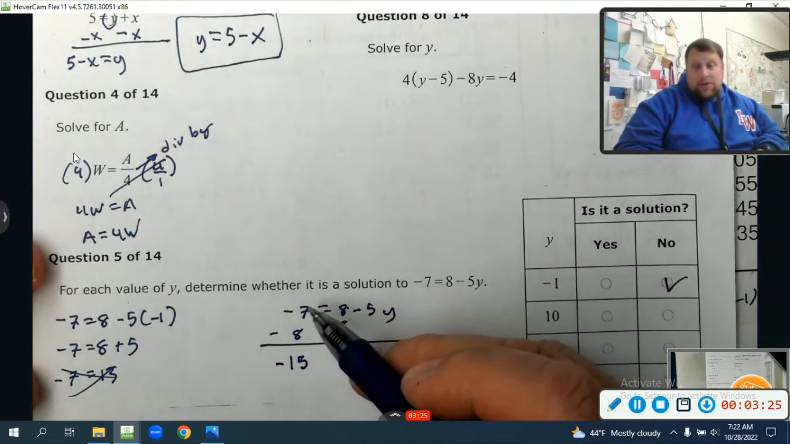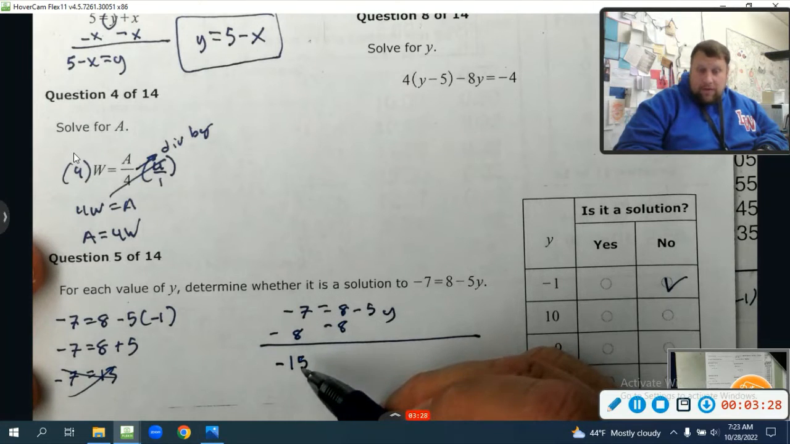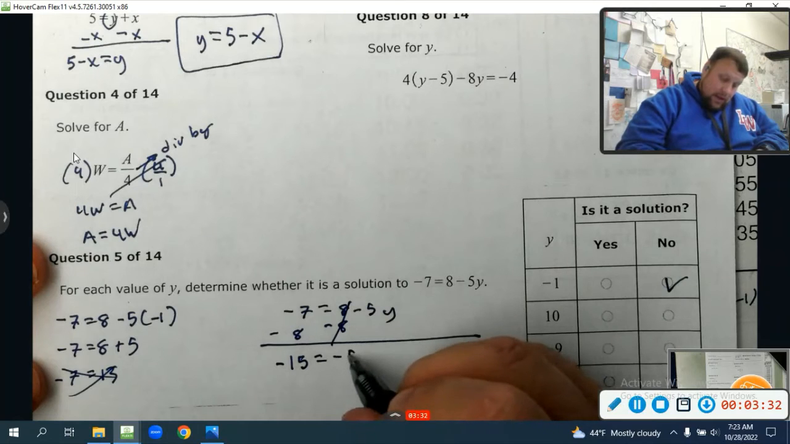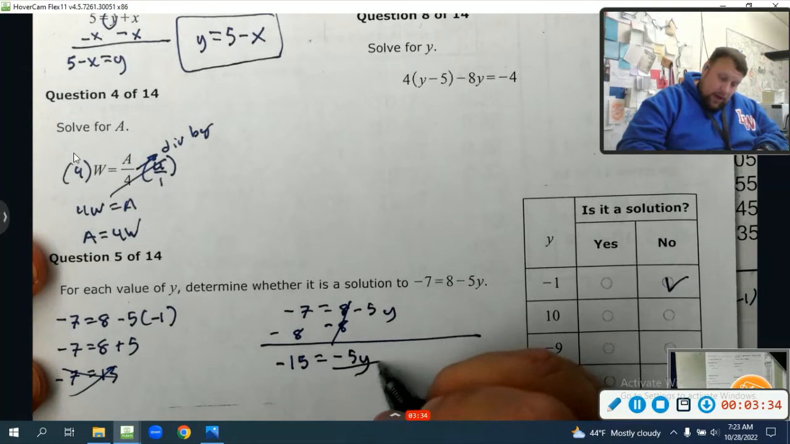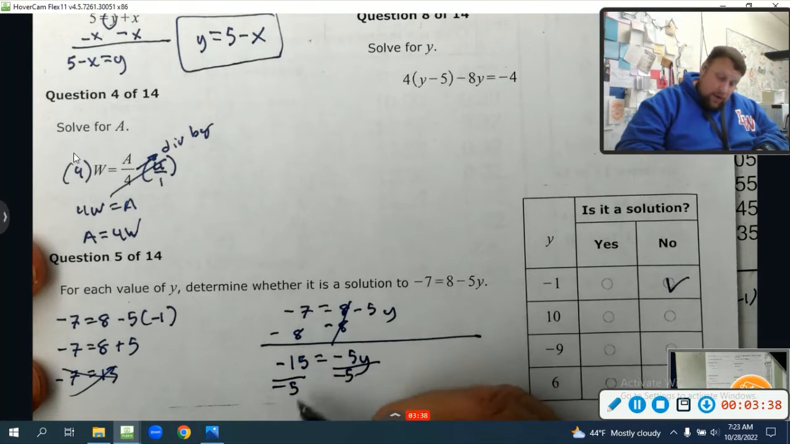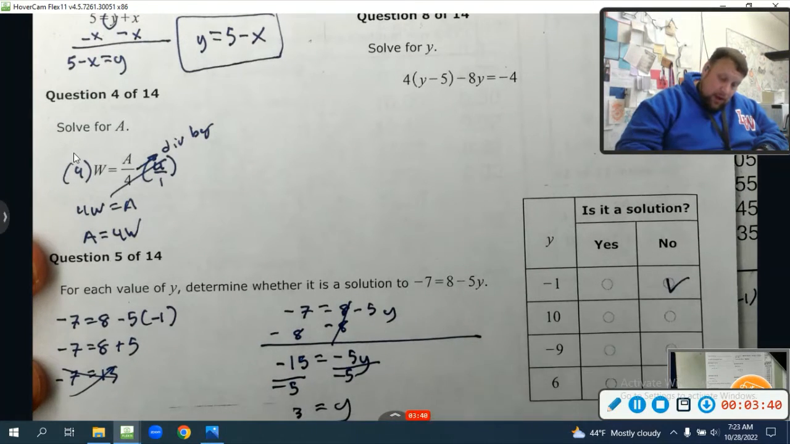Or think of it this way: I have $7 on a credit card, spend 8 more, and I have a total of 15 on the credit card. Credit card's negative, right? Equals negative 5y. Divide both sides by negative 5. A negative divided by a negative is positive. 15 divided by 5 is 3, so I get 3 equals y.